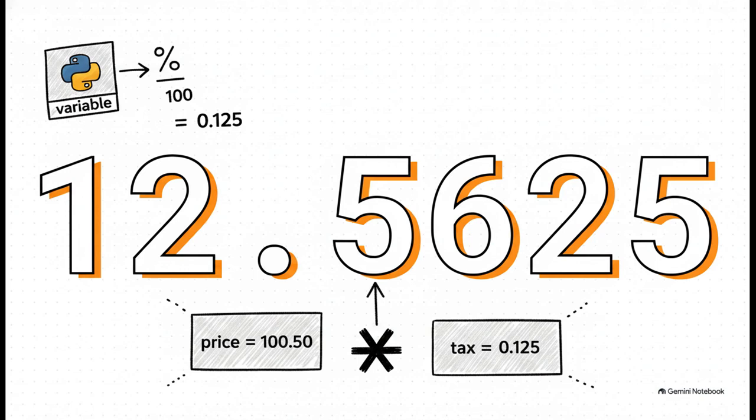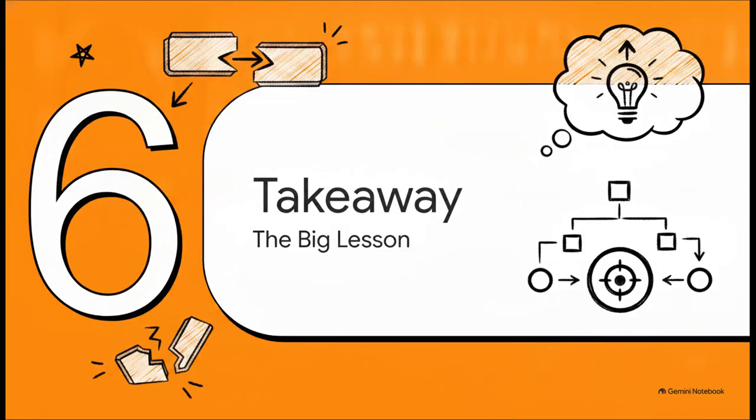So what happened? Python solved the tax variable first, right? Turning 12.5 / 100 into 0.125. Then it bound 100.50 to the price variable. Both of these are floating point numbers, which just means they have decimal parts. When you finally asked for price * tax, Python communicated those two held values, multiplied them, and generated your final output. Section 6. The big lesson takeaway.